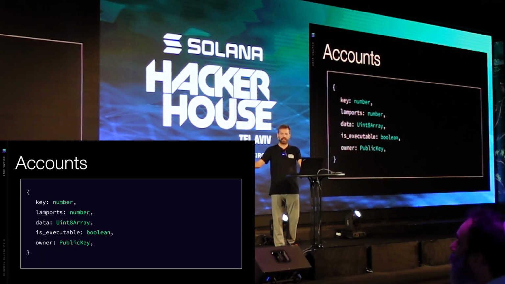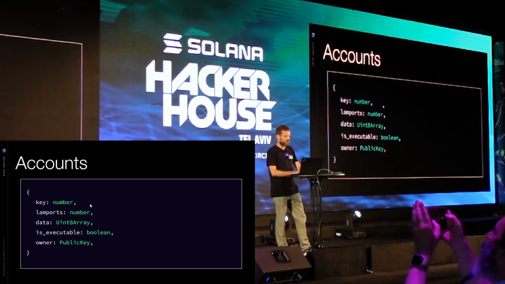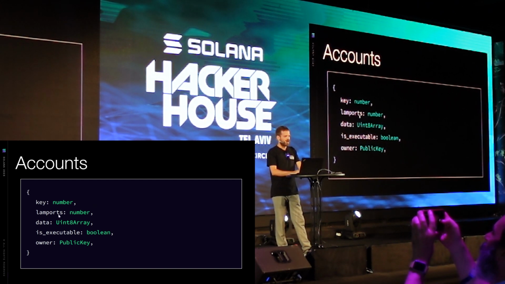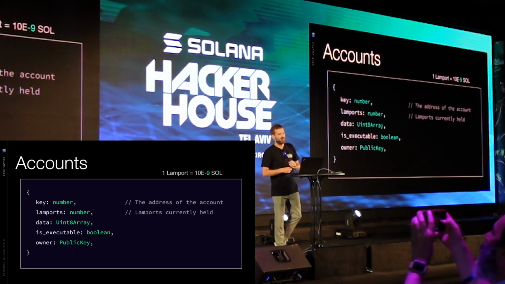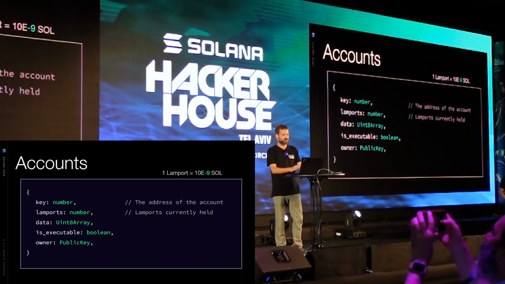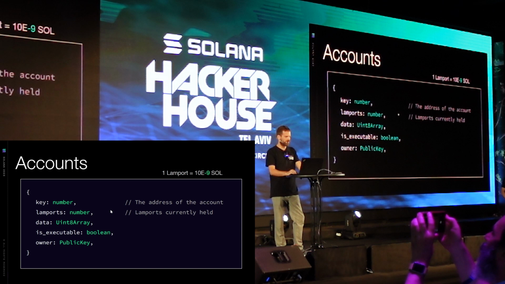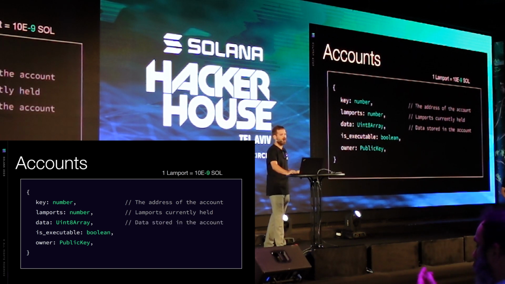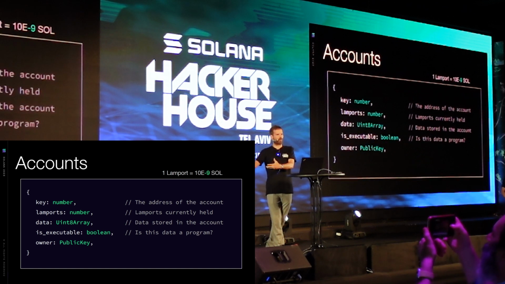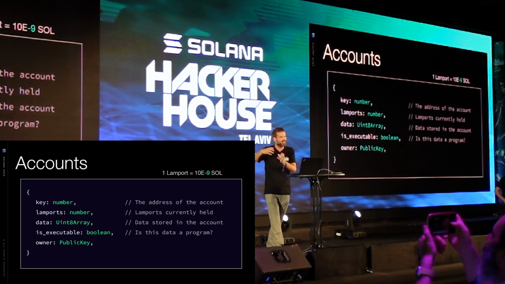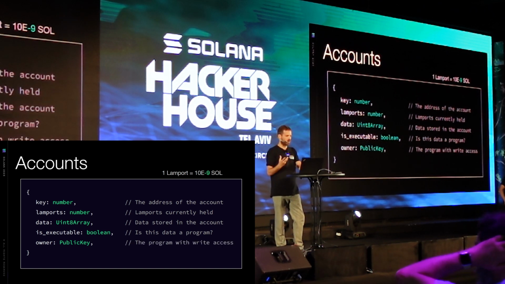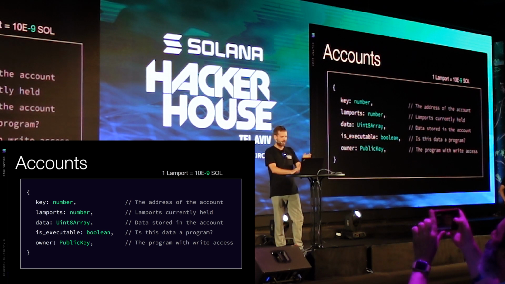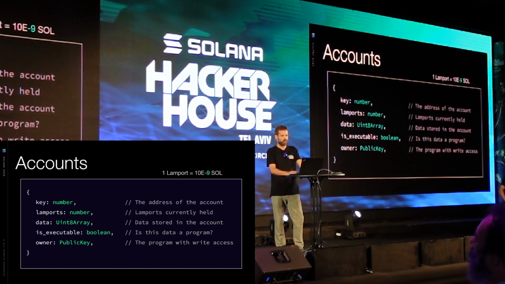Cool, so an account more technically, again an account has the key, so that's the address, lamports, that's the amount of Sol, and 1 billion lamports make up 1 Sol, so lamports is the smallest unit here, it's 1 billionth of a Sol. Some data, as I said, just some bytes, and then we note if that is a program, because also programs are just accounts. They're accounts with executable data. And then the account also stores which program, again the account of the program, has write access, so who is the owner.